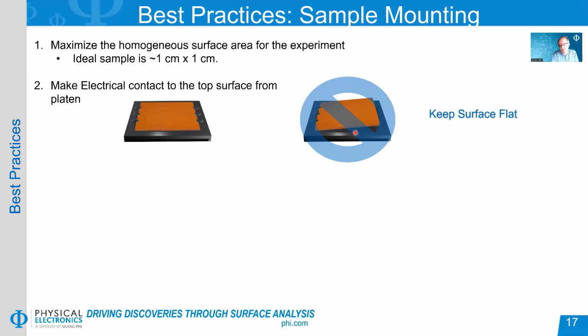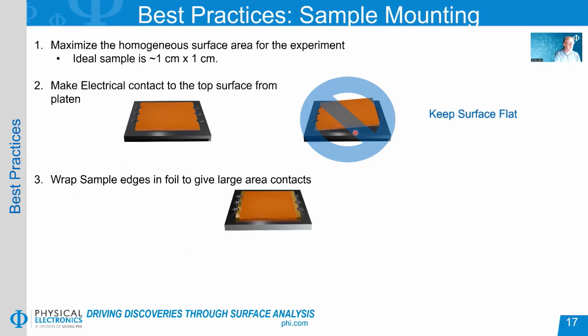Sometimes this will still not be enough to get the job done. So what to do? If you still see charging, I suggest wrapping the edges of the sample in foil to give a large area contact. This changes your contact from individual points to lines or area, and that gives you a much lower resistance.